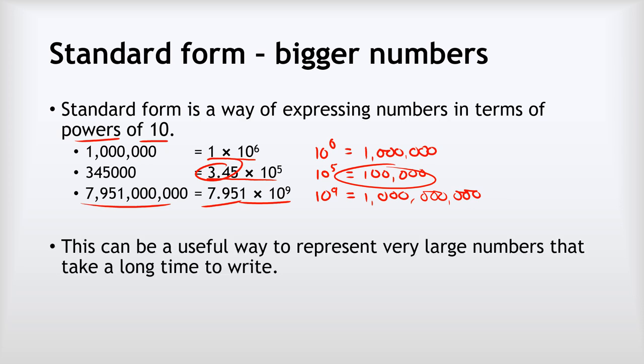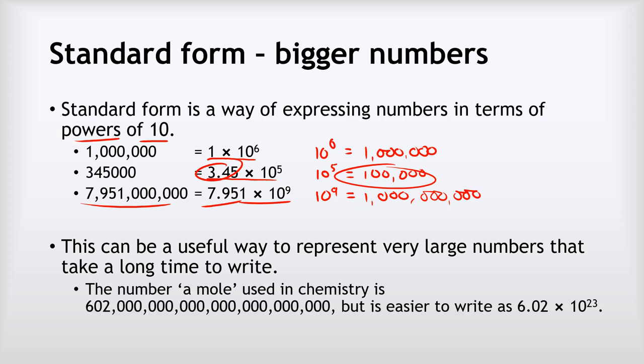Now, why is this a useful thing to do? Well, it can be a useful way to represent very large numbers that take a long time to write and can be confusing to read as well. So for example, in chemistry, we talk a lot about the number a mole, which is this huge long number here, 6.02, followed by another 21 zeros. Now, rather than writing out all those 21 zeros, it's much quicker and easier and actually clearer once you're used to this. It's much easier to write this just as 6.02 times 10 to the power of 23 instead.